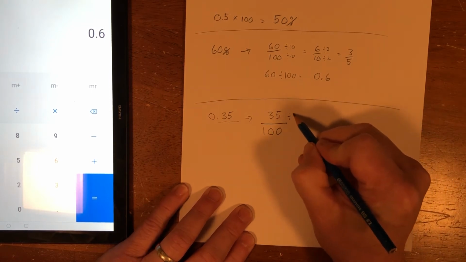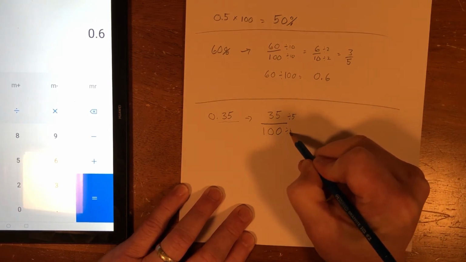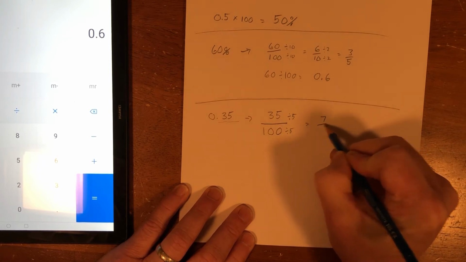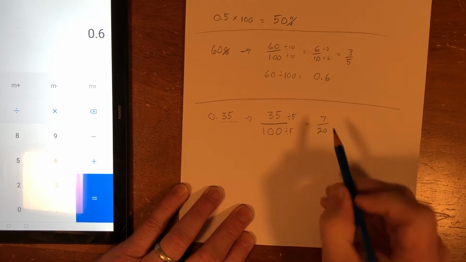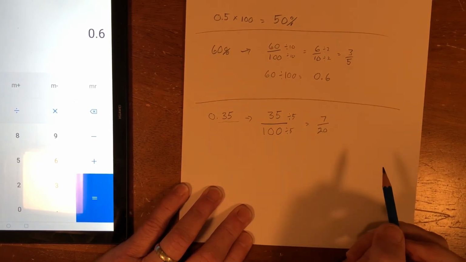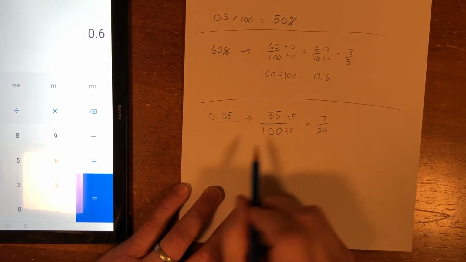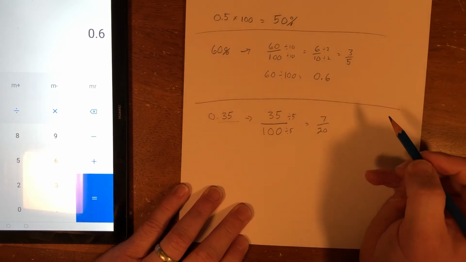And as we did up here, we then have to reduce that to lowest terms. I can see that I can divide this by 5 and I can divide that by 5, which is going to be 7/20. So 7/20 is 0.35 as a fraction in its lowest terms.